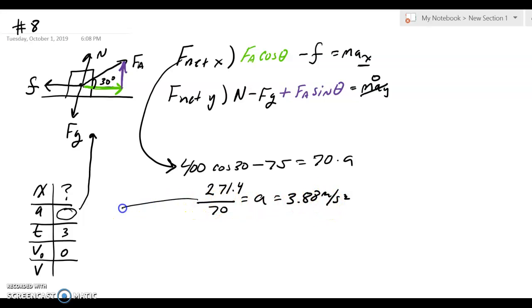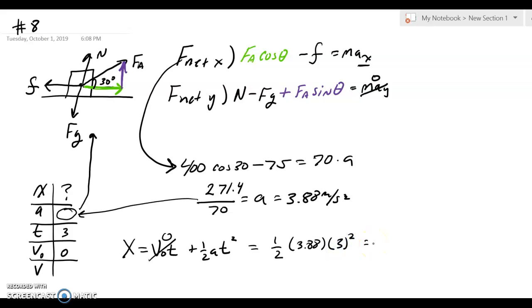Now that number goes right into here. We don't have v final, so now we're going to use one of our famous 4 equations to solve for distance. Started from rest, so that's 0. So x equals 1/2 of 3.88 times 3 squared. So x equals 17.46 meters. Hope this helps.